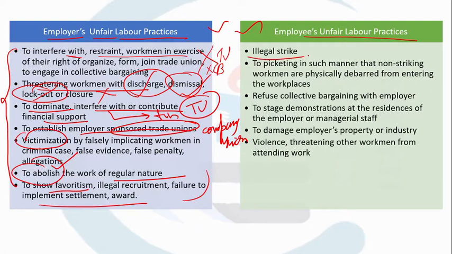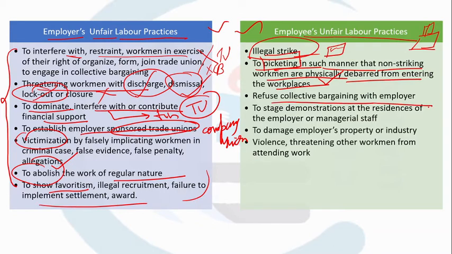On the employee side, they won't go on an illegal strike, or resort to picketing. Picketing means what? A demonstration which is done at the gates of the industrial establishment. They stand with banners and try to protest. But picketing in such a manner that non-striking workmen are physically debarred from entering is unfair. So in picketing, you won't ask anyone who is not ready to strike to come with you. Refusing collective bargaining with the employer is also unfair.